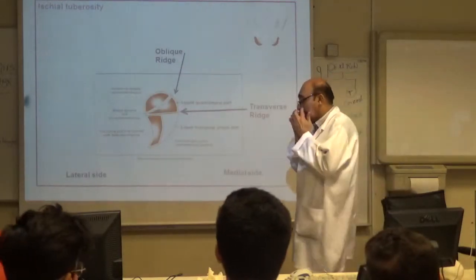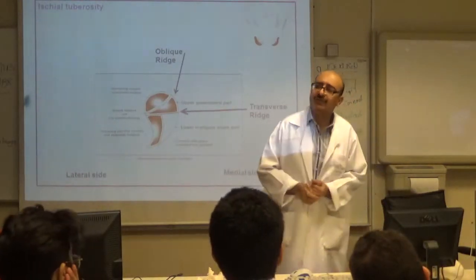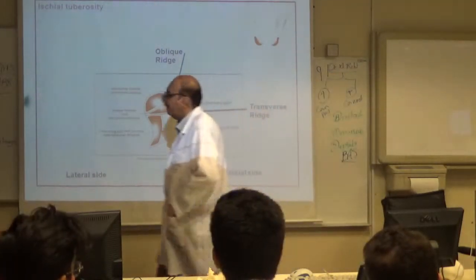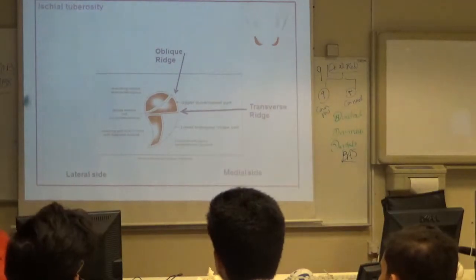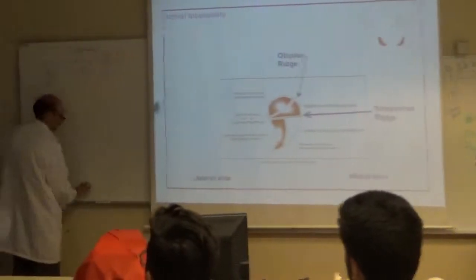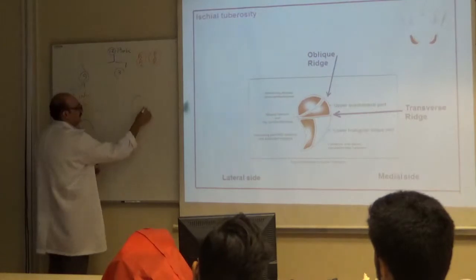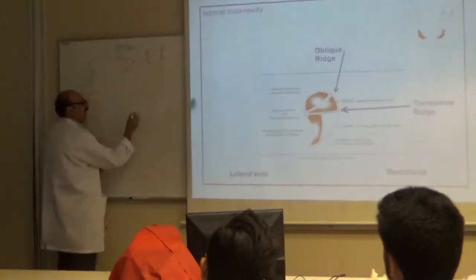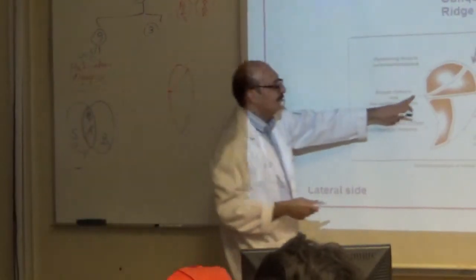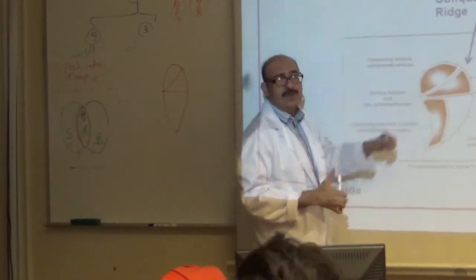Ischial tuberosity. All of you are sitting on your ischial tuberosities. The ischial tuberosity has different areas. Here is, for example, the ischial tuberosity. It has one line here and one line here, like this. A transverse line or ridge, and an oblique line or ridge.